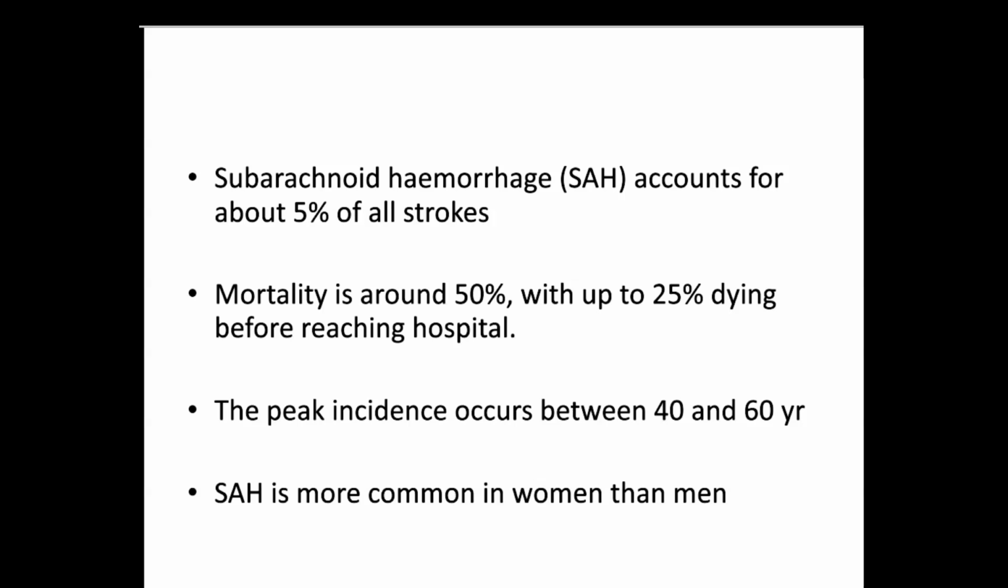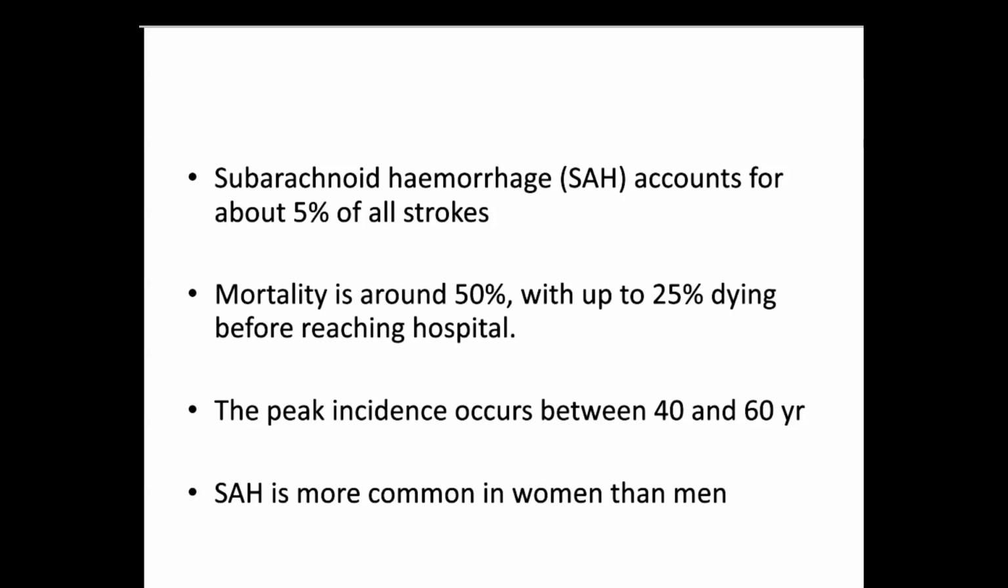And the reason is that subarachnoid hemorrhage accounts for only 5% of strokes. But I tell you what, though it accounts for only 5% of strokes, mortality with subarachnoid hemorrhage is really high. About 50% of the patients with subarachnoid hemorrhage die. And out of the remaining 50%, at least half of those patients are dependent or have some degree of neurological deficit when they get discharged from the hospital.